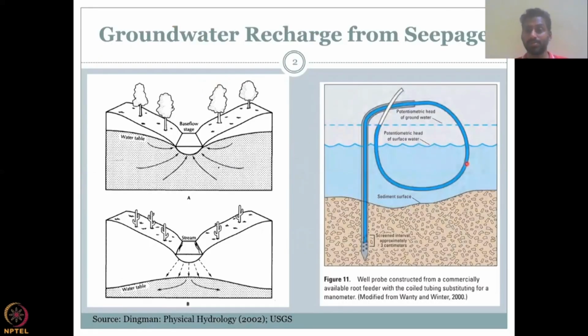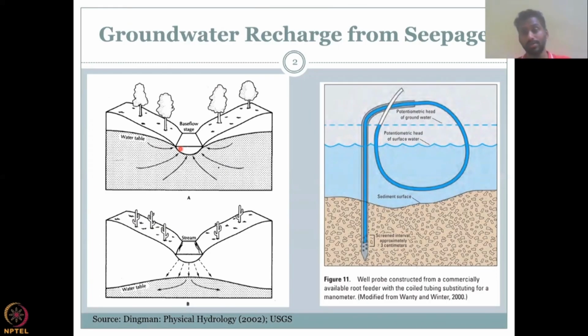Groundwater recharge from seepage. Why is this very important? This forms a very important task especially in environments where there is a water body, because a water body can influence the groundwater movement, both recharge and discharge. So in this lecture, we are going to look at recharge.